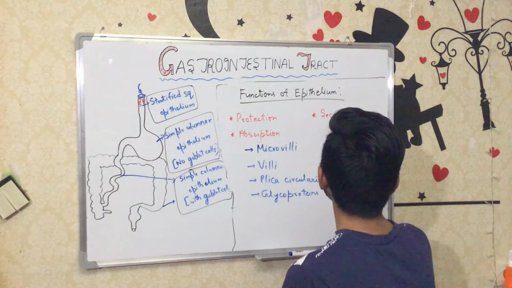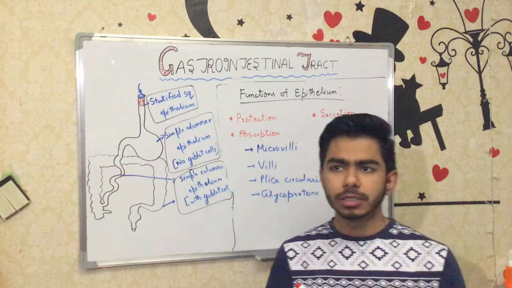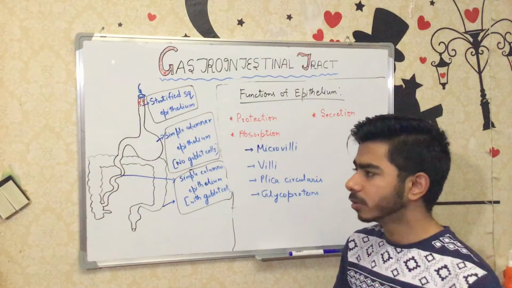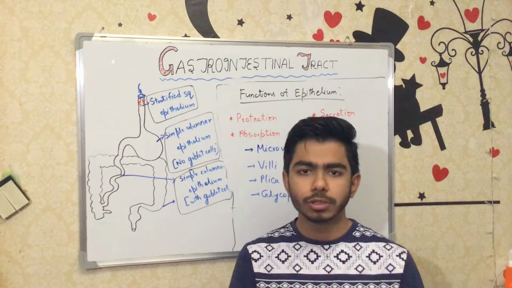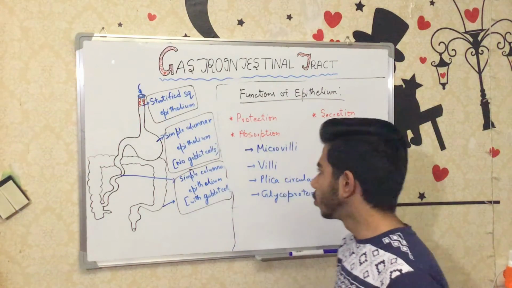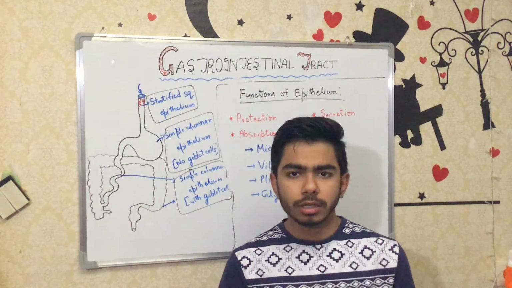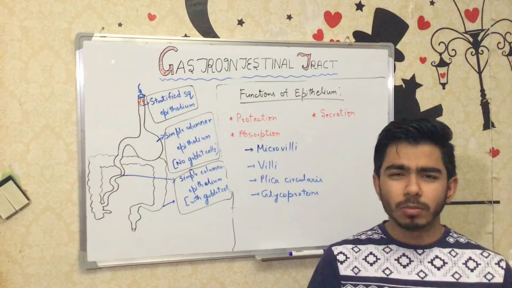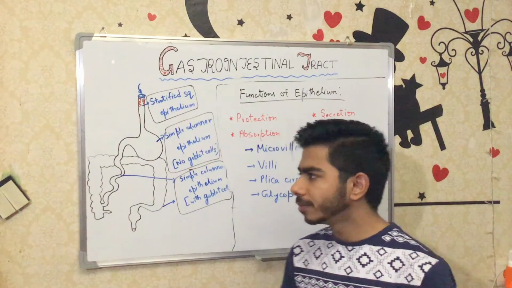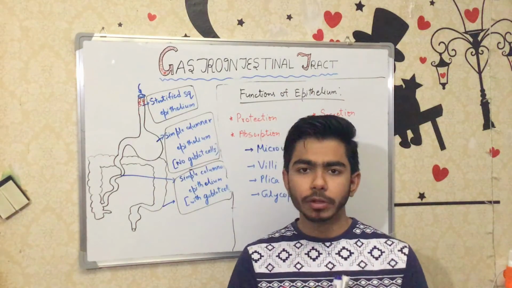So epithelium is known for secreting substances. For example, they secrete enzymes, various kinds of enzymes. They secrete the mucus. They secrete the hormones into the blood. So these are some components which they secrete: enzymes, hormones, or some kind of mucus. Also, they secrete the IgA, immunoglobulin A antibodies.